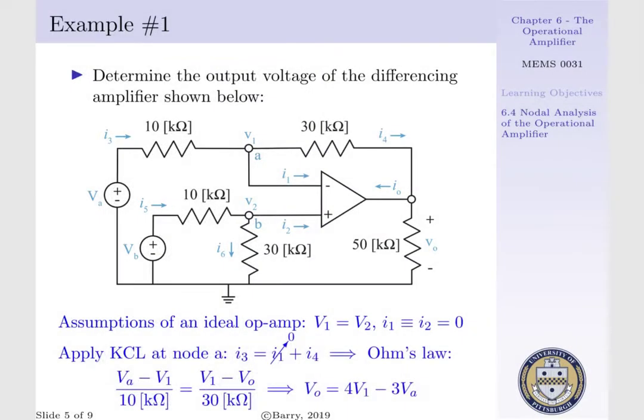Beginning at node A, we see we have I3 entering and we have I1 and I4 exiting. Recognizing that I1 is equal to 0 from our ideal operational amplifier assumption, we would have the following expressed in terms of Ohm's law. I3, which is VA minus V1 per 10 kilo ohms, is equal to I4, which is equal to V1 minus Vout per 30 kilo ohms. Or our output voltage is equal to 4V1 minus 3VA. Currently, we have V1, which is unknown.